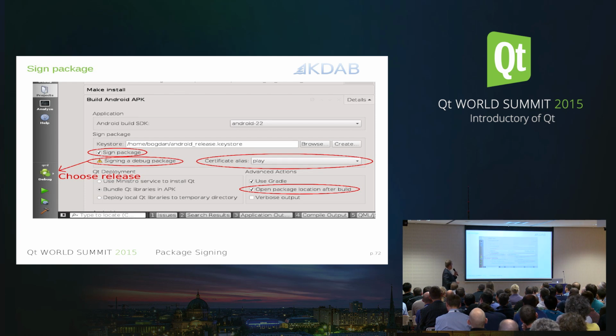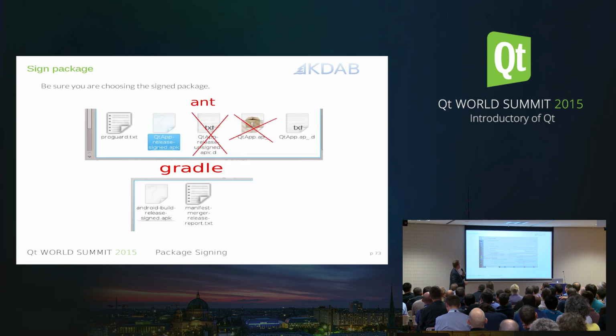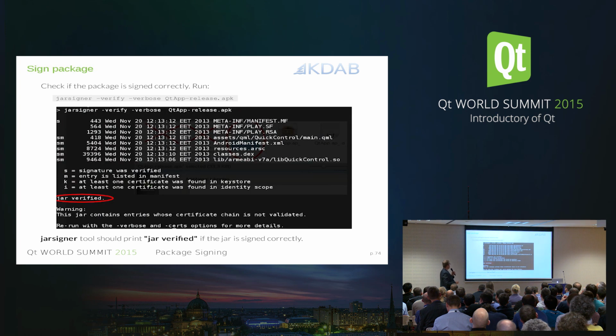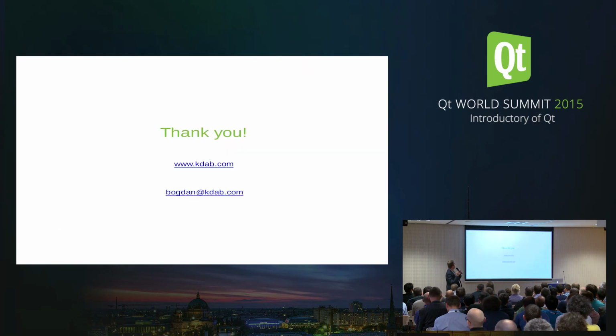After you press the build button and the build succeeds, Qt Creator will open the package location for you, and if you are using Ant, make sure you choose this package. If you are using Gradle, it's only one choice. To check if the signing really succeeded, it can't fail, but some people want to check, you can use this tool, and if you see this message here, jar verified, then your package is signed correctly. And I think that's it.